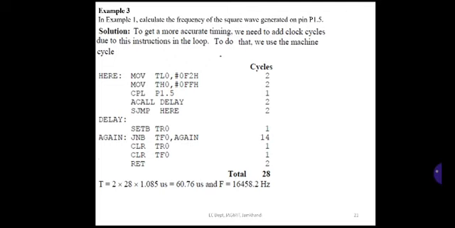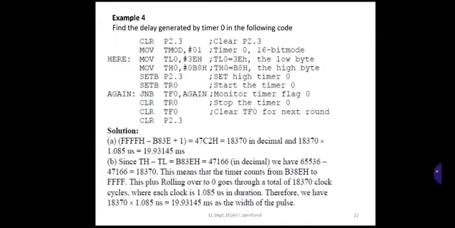So in this example, we are calculating the frequency of a square wave. Either way you can do it. Here we are using the clock cycles. Instead of that, the previous method whatever we have done, the same method you can use. The total time that is required, T, you just divide it: f is equal to 1 upon T, and you will get the frequency. Next example, find the delay generated by timer 0 in the following code. So observe the code here.